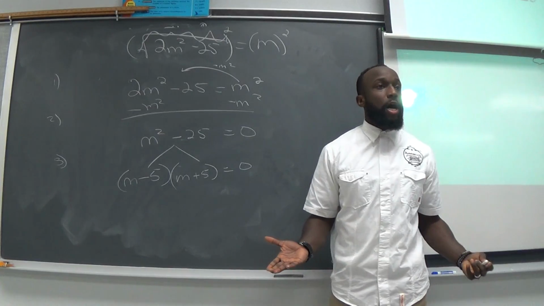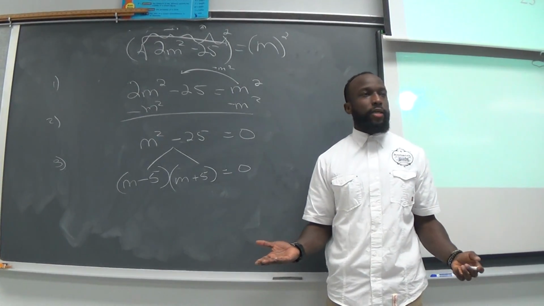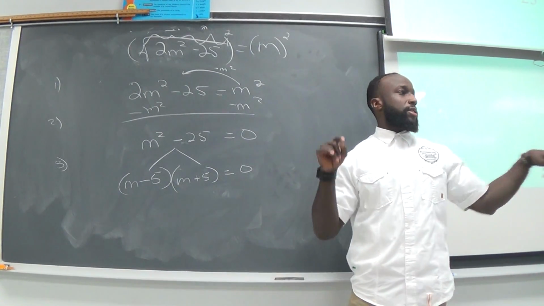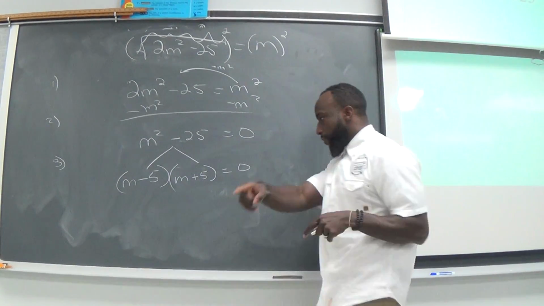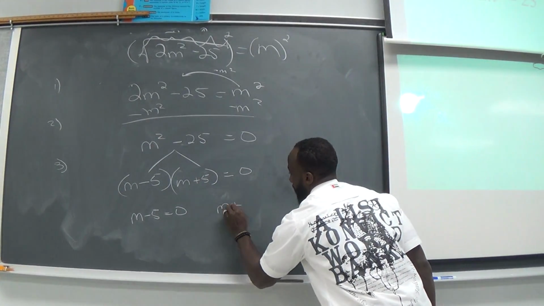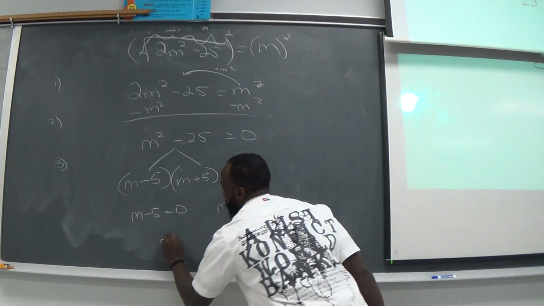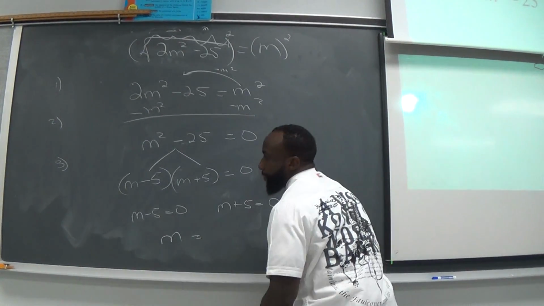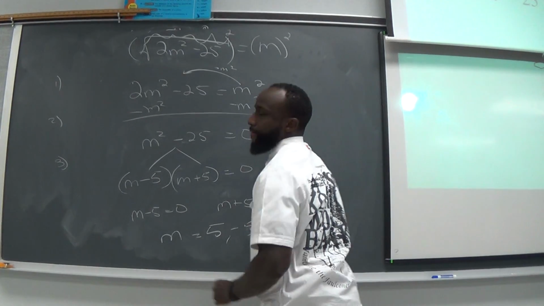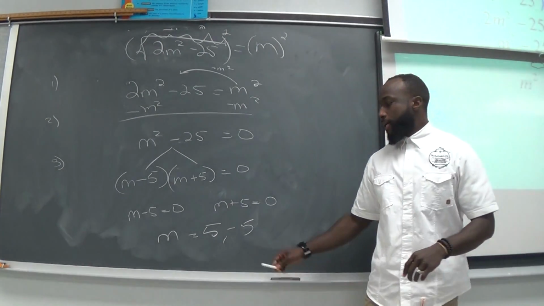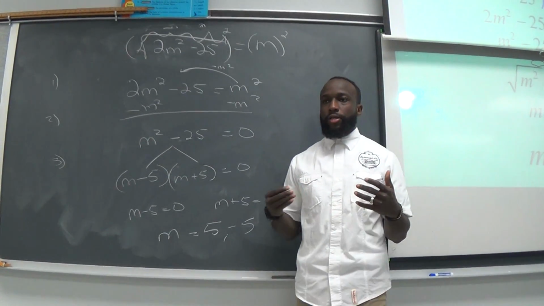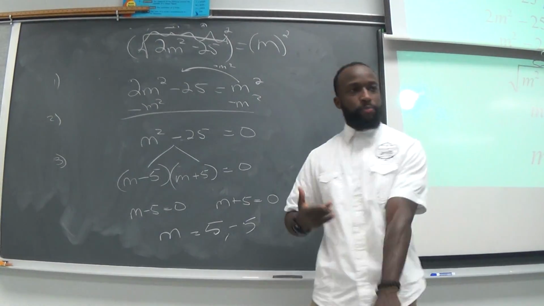Now, again, we have to solve. So what does solving entail? We set them both equal to 0. So I've got m minus 5 equals 0 and m plus 5 equals 0. m equals what? 5 and negative 5. Good. So we just looked at 3 different types of solving radical equations, and I hope this helps you later.